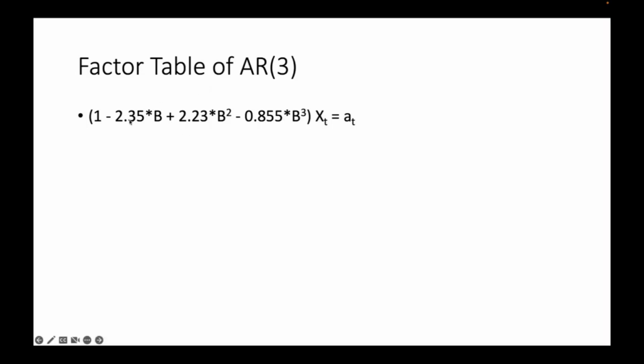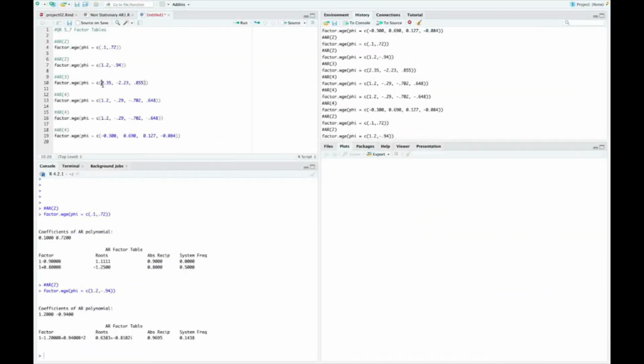So let's see. That's one of the reasons why we have this function. We can see very quickly. This is a positive phi1, negative phi2, positive phi3. I've already put them in here. There's negative, positive.